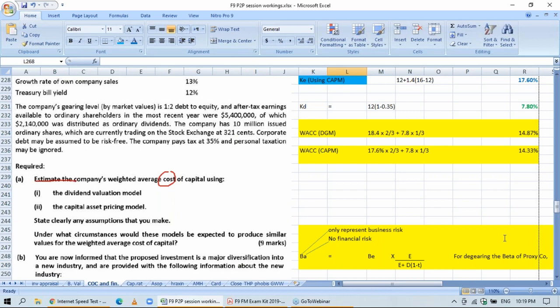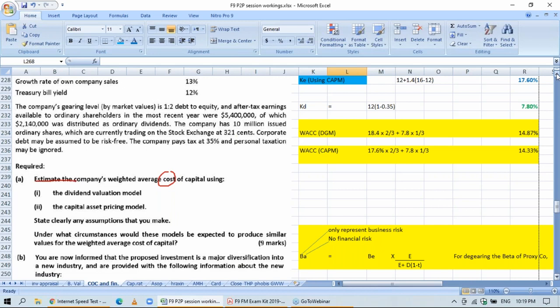K in DGM, DGM stands for dividend growth model. So we have used the same formula: dividend now into 1 plus growth rate, divided by the market price, plus growth rate. Is it okay, Eddington? The same formula for the dividend growth model has been used.